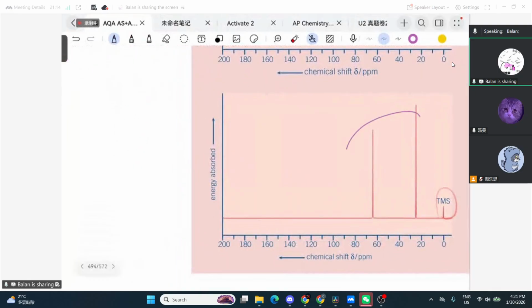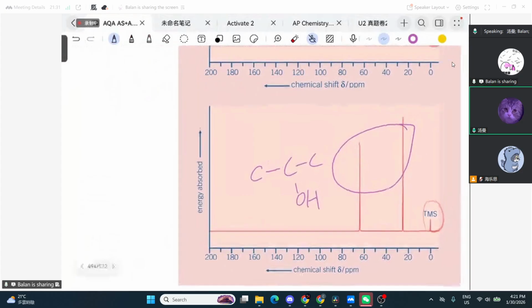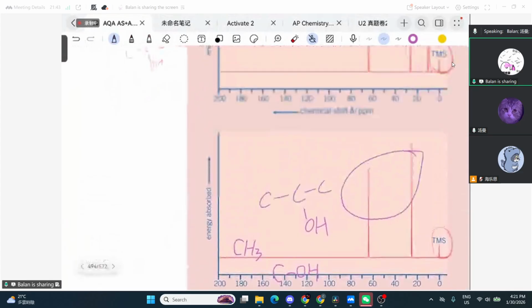So this is propan-2-ol, right? Two peaks mean that there are... Okay, you can explain in your own words. Because it is symmetrical, the two carbons on the outside have the same environment, and the middle carbon has a different environment. Yes. Okay, great.